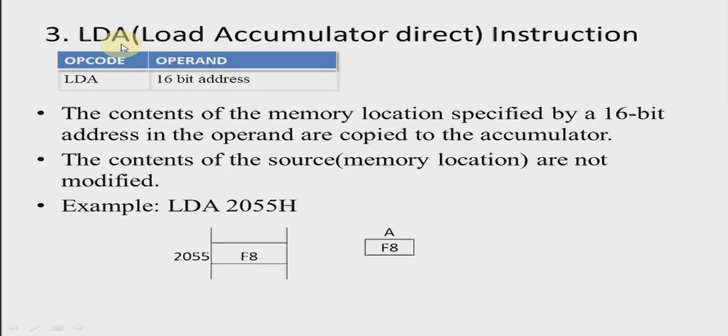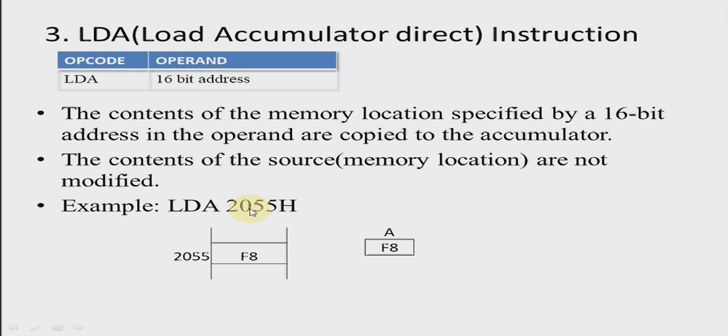The next instruction is the LDA instruction. This instruction is load accumulator direct. The operand is a 16-bit address. The content of the memory location specified by the 16-bit address in the operand is copied to the accumulator. And the content of the source, what is the source here? We are copying the data from the 16-bit address, so the source is the memory location, which is not modified or altered.